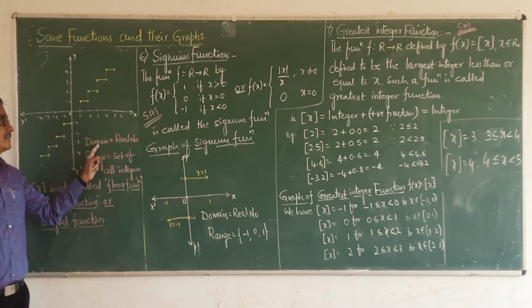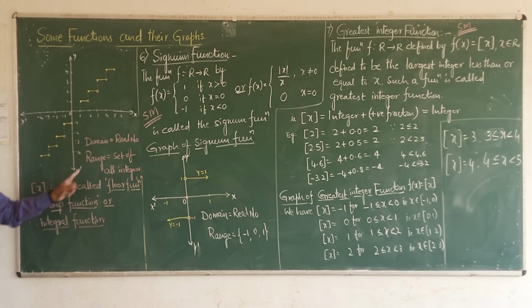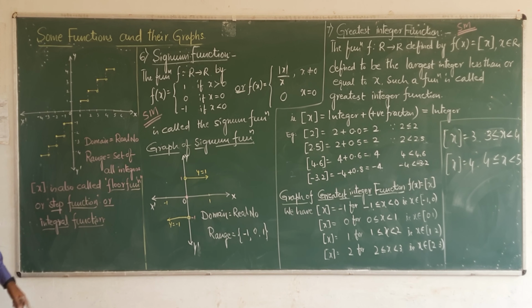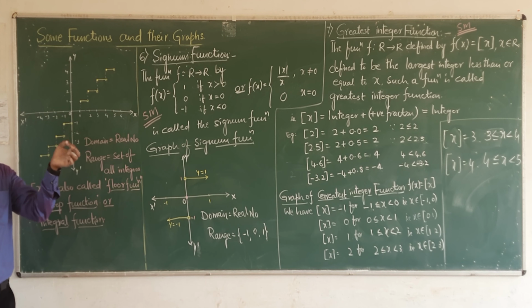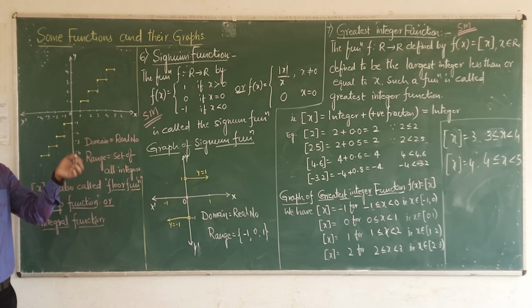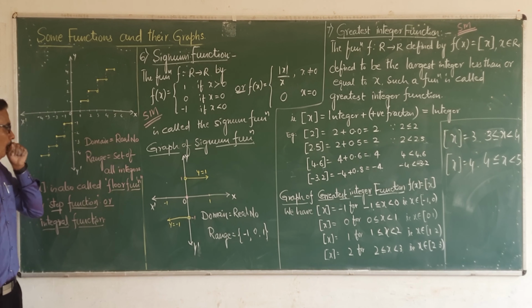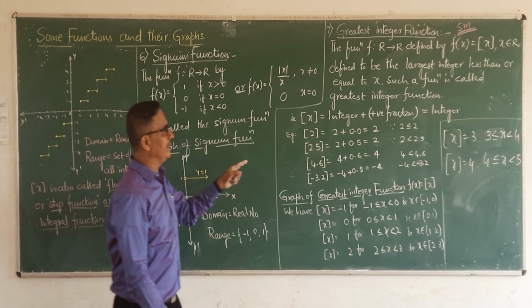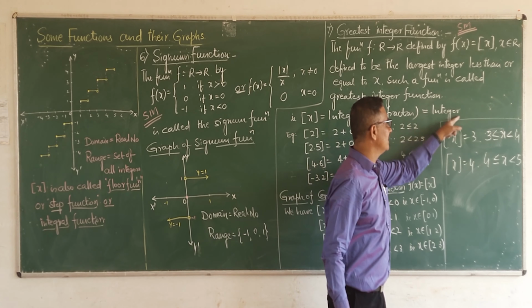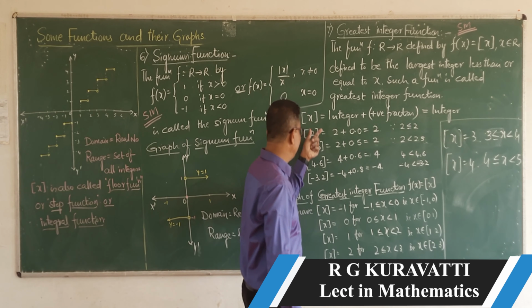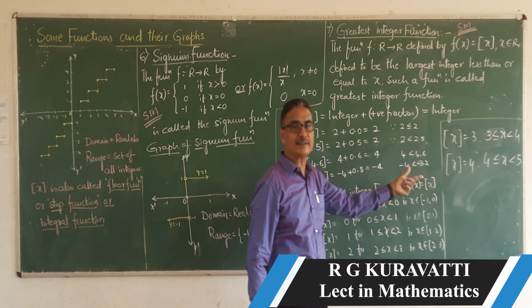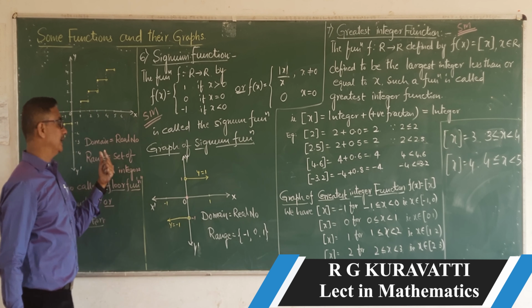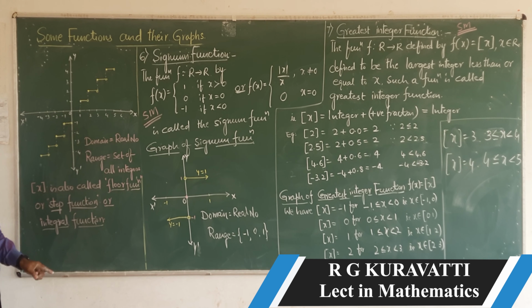Now the domain is the set of all real numbers, but the range is not all real numbers, only integers. Because by the definition of the greatest integer function, the range is always an integer. Here x values are all real numbers, but the final answer should be an integer. That integer set is the range, and the set of all real numbers is the domain.